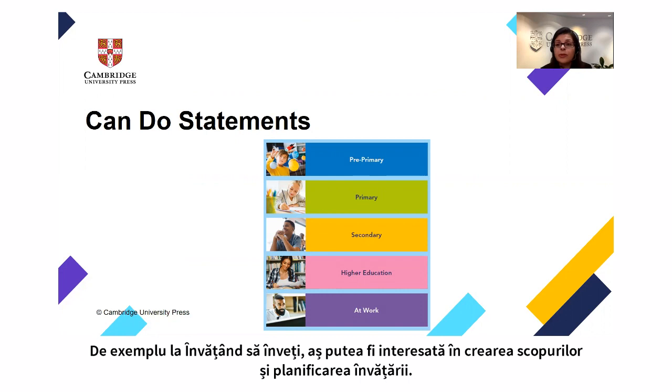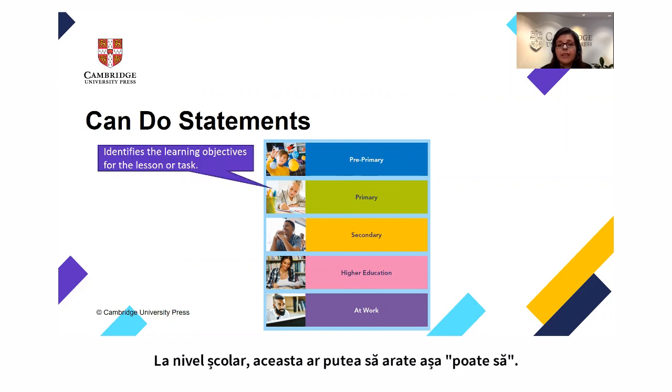So for example, with learning to learn, I might be interested in setting goals and planning for learning. So at primary level, this might look like this can-do statement: identifies the learning objectives for the lesson or the task. So that's kind of a foundation skill that you need for learning to learn. You need to understand what the task is all about or what the lesson is all about.